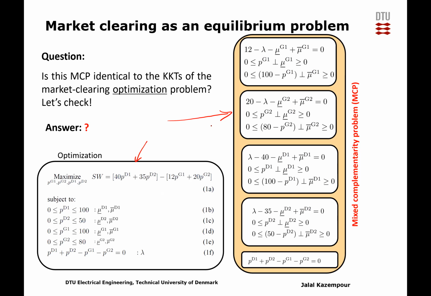So I'm repeating the question. This MCP came from the equilibrium problem. Now we have the optimization problem. We would like to derive the KKT of the optimization problem and see if it's equivalent to the MCP or not. We have 5, 6 yes answers in the chat box. Is there anyone who disagrees?